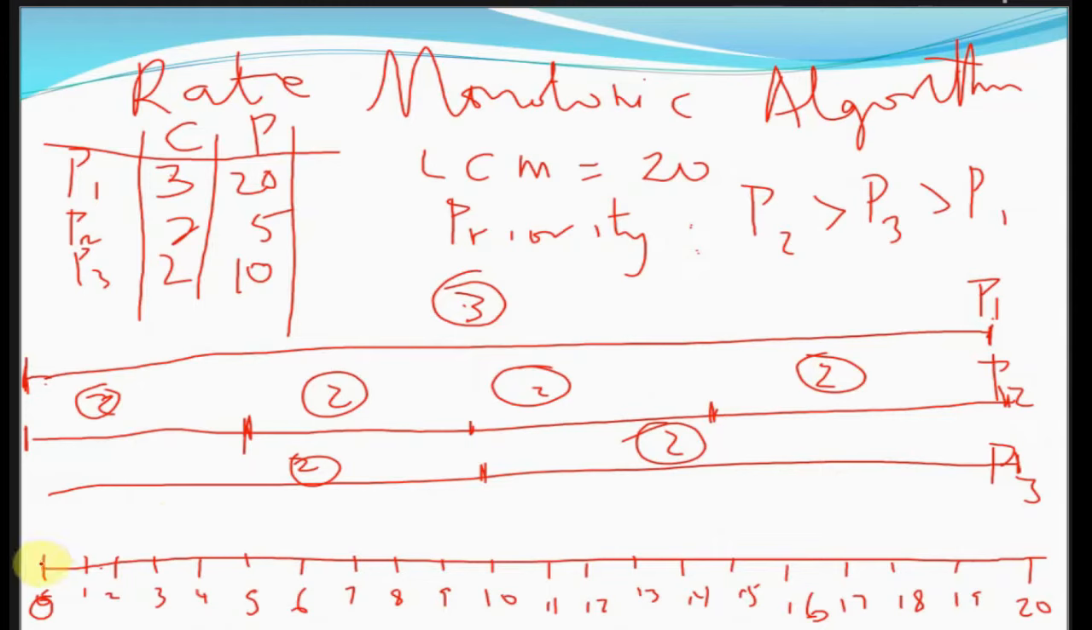So we come here like this and you draw it this way. From 0 to 1 and then 1 to 2. It means that P2 is taking what? The first 2 units is executed.